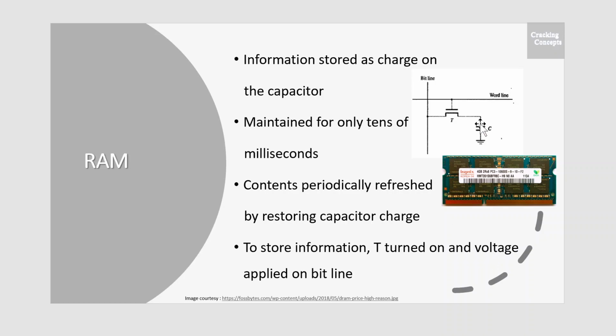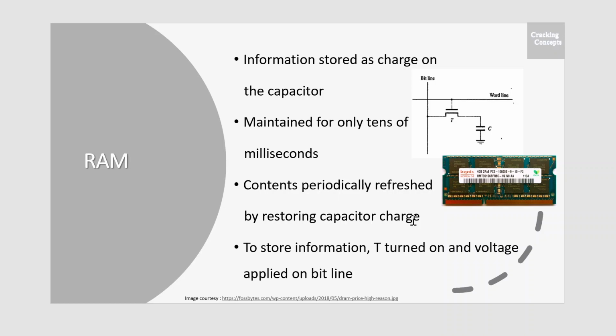However, such cells do not retain their state indefinitely, hence they are called DRAMs or dynamic RAM. Information is stored in a dynamic memory cell in the form of charge on a capacitor, and this charge can be maintained only for tens of milliseconds. Since the cell is required to store the information for a much longer time, its contents must be periodically refreshed by restoring the capacitor charge to its full value.